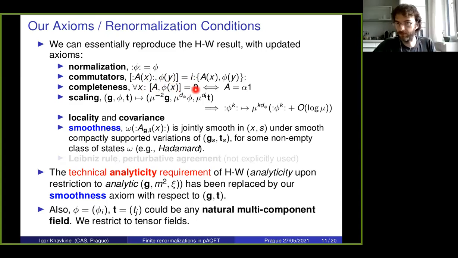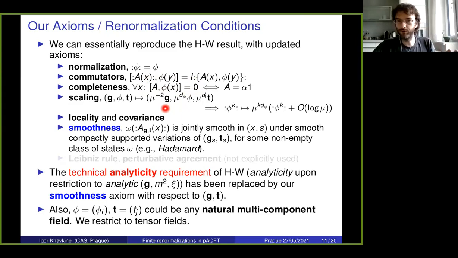This is a technical condition. Completeness just means that there are no other fields; we're dealing with a case where phi contains all the fundamental fields. It's not like we're dealing with an algebra that's generated by phi and other fundamental fields. So that's captured by the completeness condition.